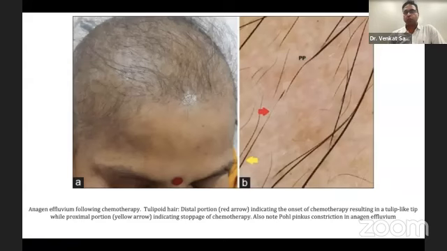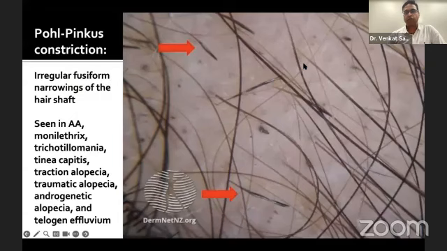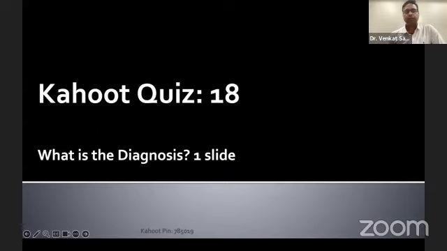So tulipoid hair differs from tulip hair because tulipoid hair has a thicker proximal portion, a thinner middle portion, and then a tulip-like distal portion. And this is seen in anagen effluvium typically. Also, sometimes you may see Pohl-Pinkus constrictions in anagen effluvium. Pohl-Pinkus constrictions are irregular fusiform narrowing of the hair shafts. Again, they're not specific, so I'm not going to discuss that in great detail.